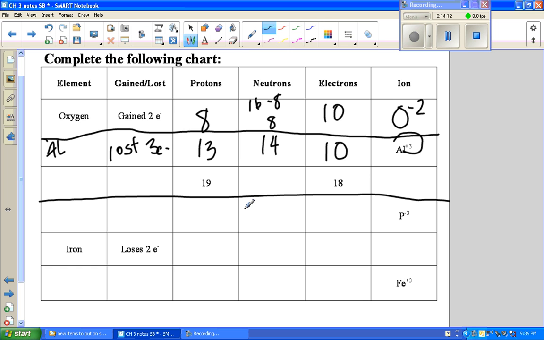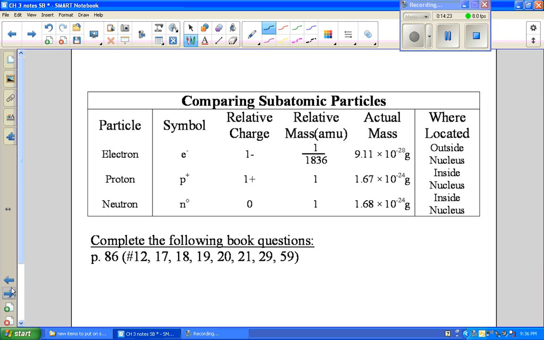We are going to work together some more on this in class and see if you can figure out what the ion charges are. All right, that's it for this chapter. You guys can see the very last slide has just a summary of everything that I've already talked about, and you are now going to need to complete these book questions.